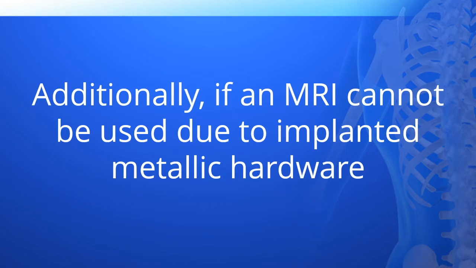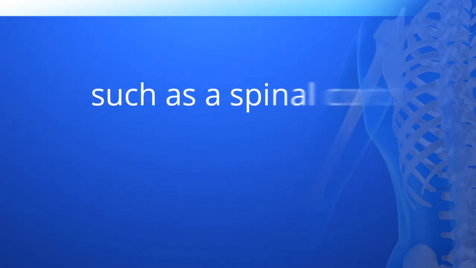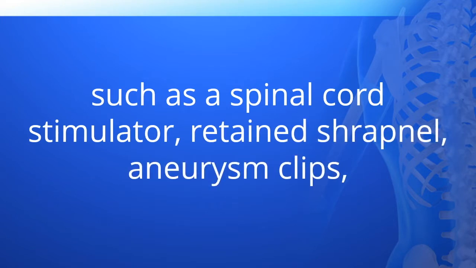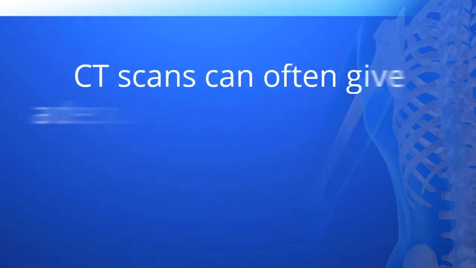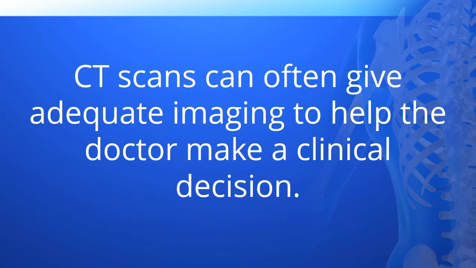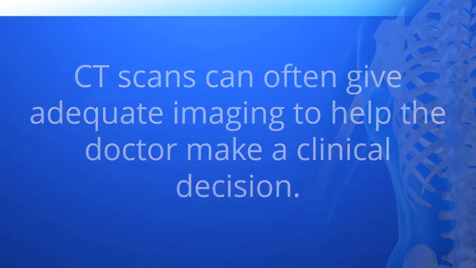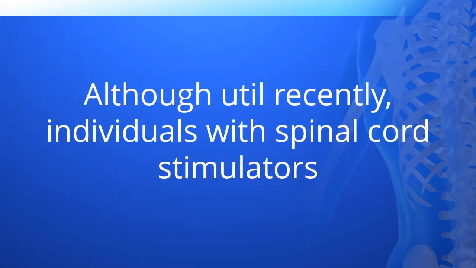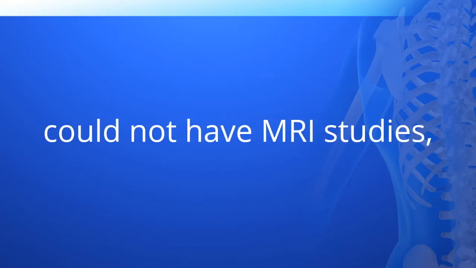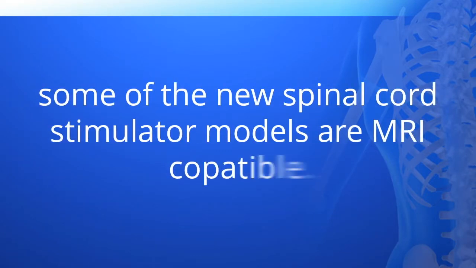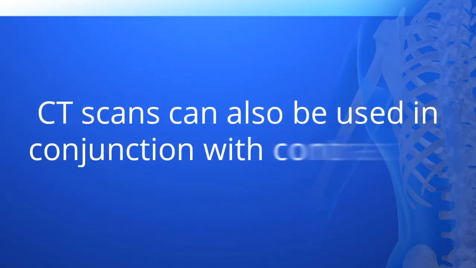Additionally, if an MRI cannot be used due to implanted metallic hardware such as a spinal cord stimulator, shrapnel, aneurysm clips, or other similar metallic structures in the body, CT scans can often give adequate imaging to help the doctor make a clinical decision. Although until recently individuals with spinal cord stimulators could not have MRI studies, some of the new spinal cord stimulator models are MRI compatible.